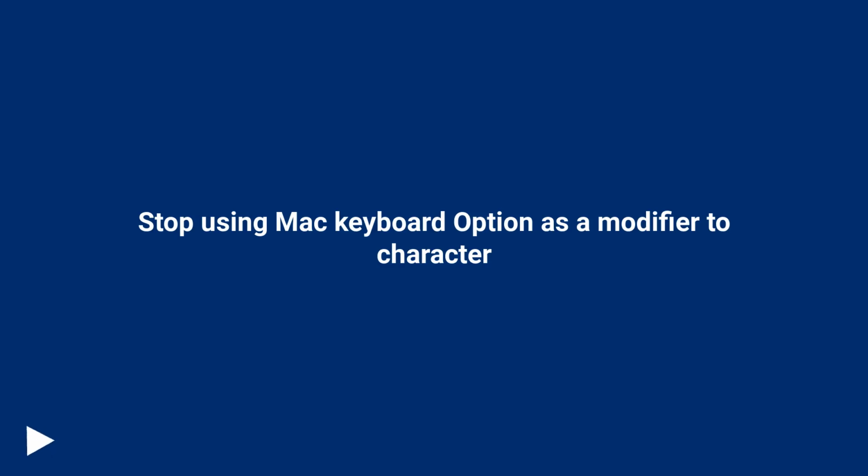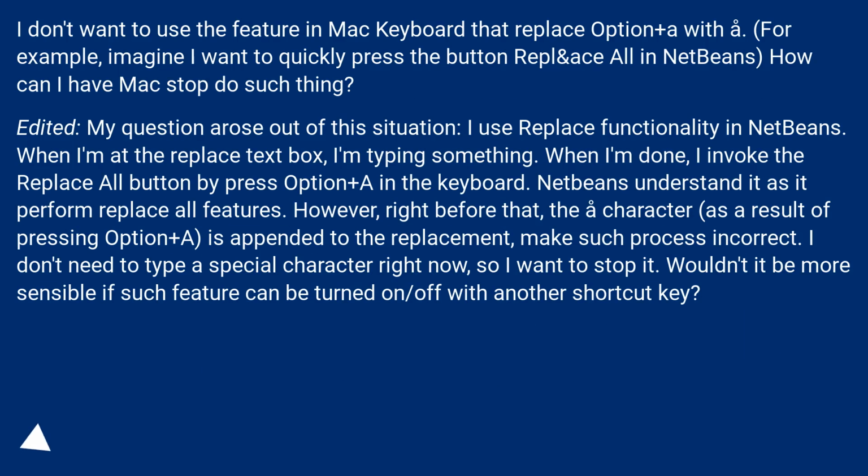Stop using Mac keyboard option as a modifier to character. I don't like to use the feature in Mac keyboard that replaces option plus A with A ring. For example, imagine I want to quickly press the button REPL on AMP, ASOL and NetBeans. How can I have Mac stop doing such a thing?